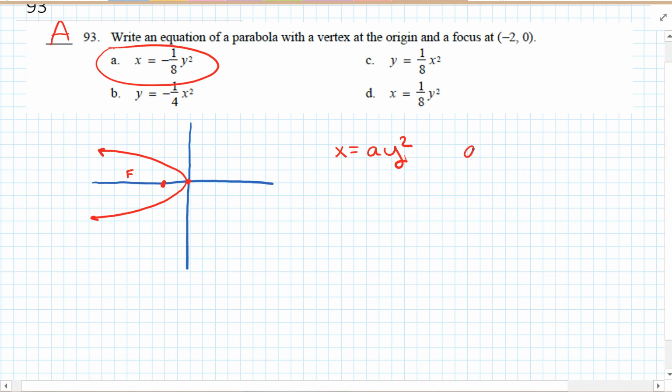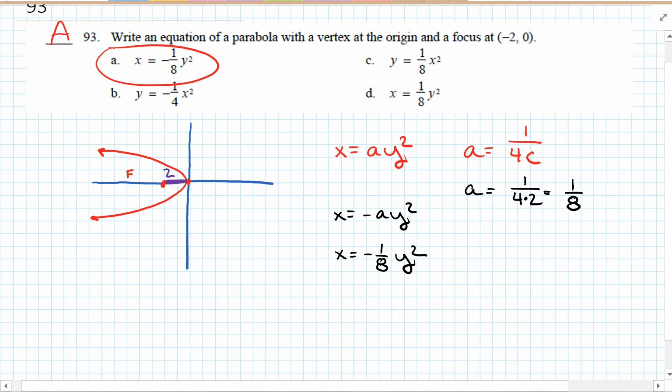Our a value for a parabola is 1 over 4c. And our c value is the distance from the focus to the vertex. So that distance is 2. And again, it's going to be a positive number because distance is always positive. So our a value is 1 over 4 times 2, which is 1 over 8. But since the orientation tells us it's left, the equation is really x equals negative a y squared. So now we just replace the a with the 1/8. So negative 1/8 y squared. And that is our answer.